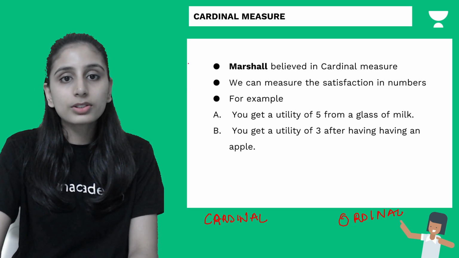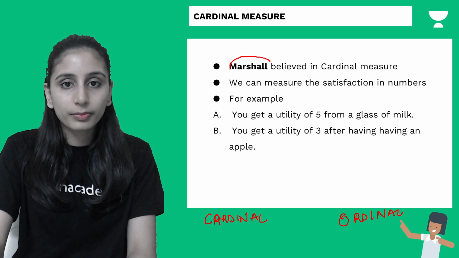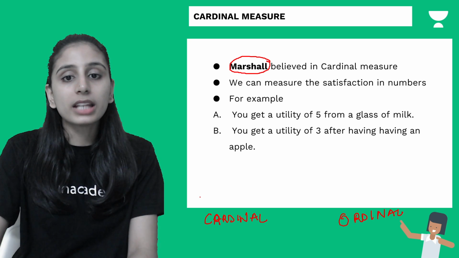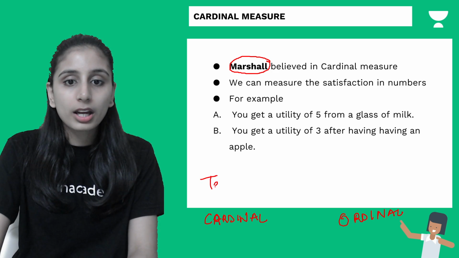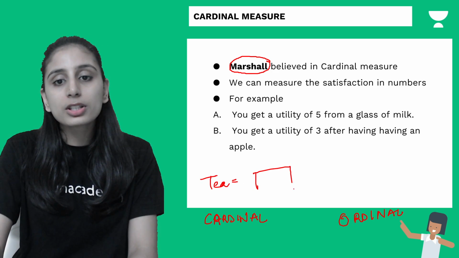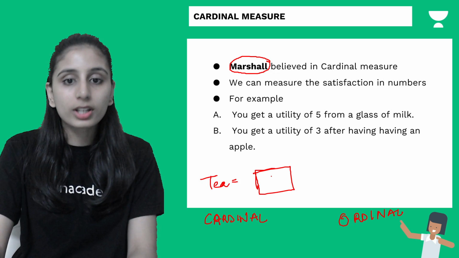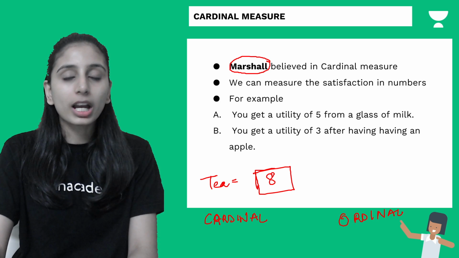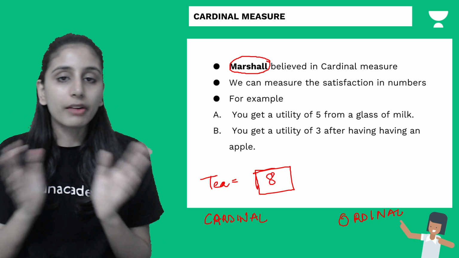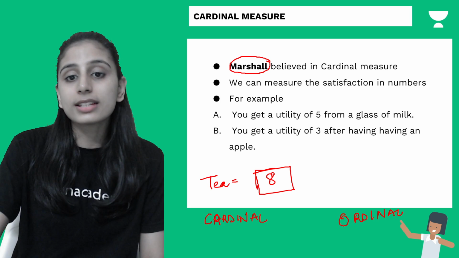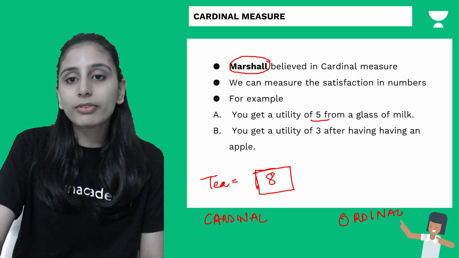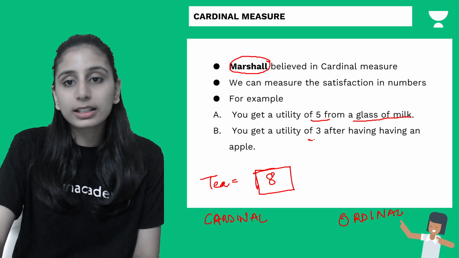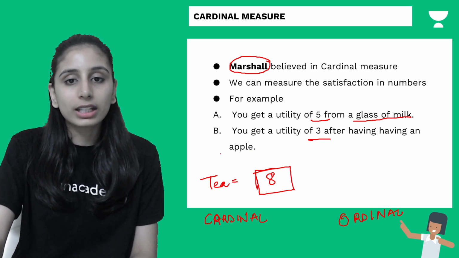There was an economist, his name was Marshall. He said कि जो भी satisfaction हमें किसी भी commodity से मिलती है, for example, a cup of tea, उसको हम numbers में, absolute numbers में measure कर सकते हैं. For example, I get a utility of 8 after having a cup of tea. I get 8 utils of satisfaction after having a cup of tea. That's what he said. For example, I get a 5 util satisfaction after having a glass of milk. I get a 3 util satisfaction after having an apple.